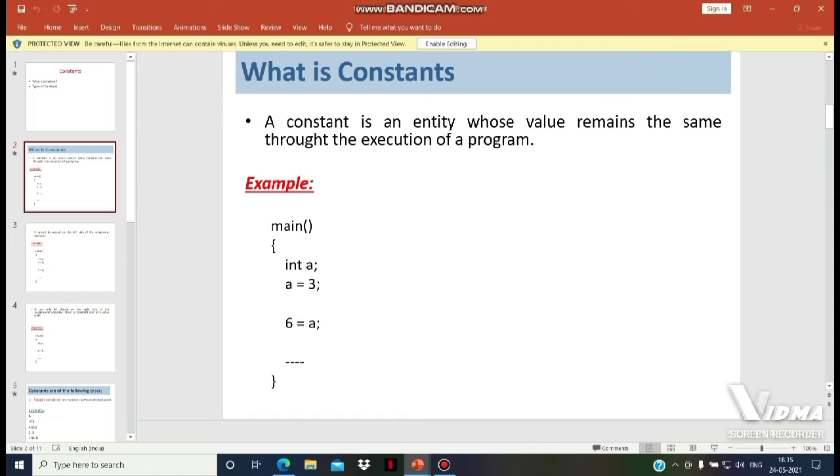That is a constant. A constant is an entity whose value remains the same throughout the execution of the program. When we assign a value to a variable, the value won't change throughout the execution of the program. Here a = 3. Throughout the execution of the program, the value of a will be 3. It won't change. That is called a constant.